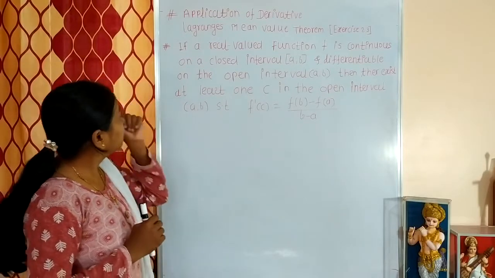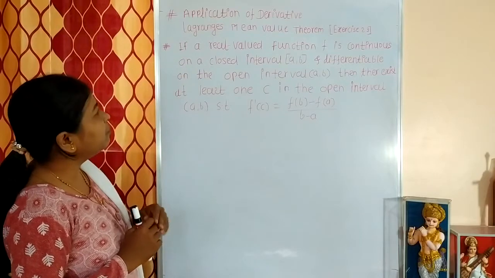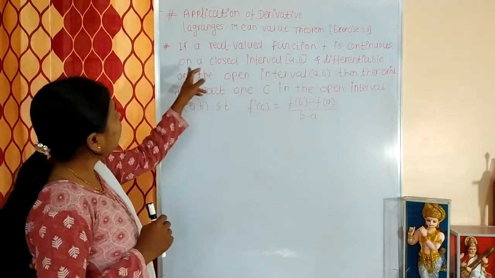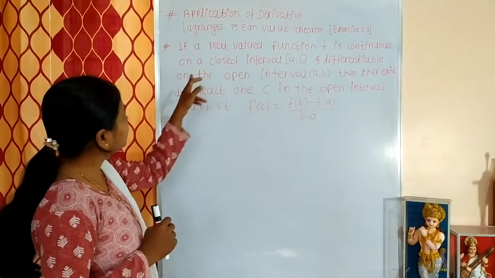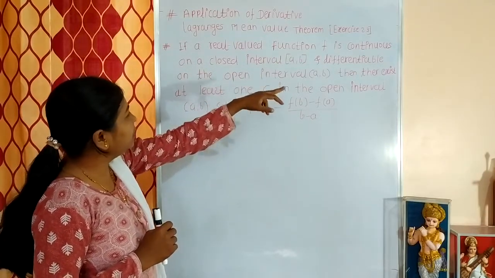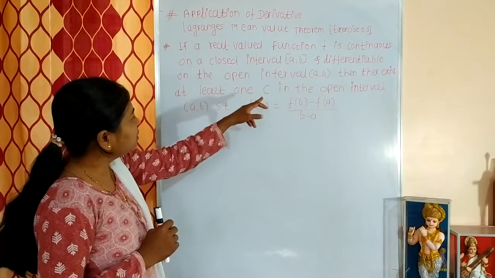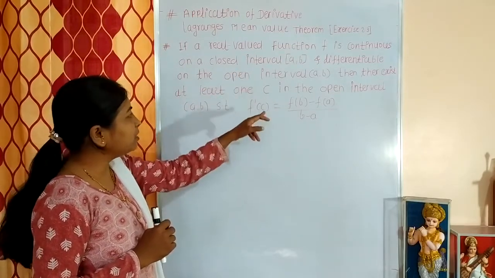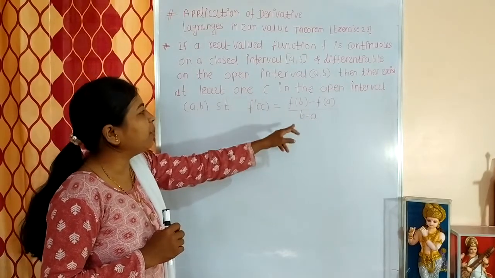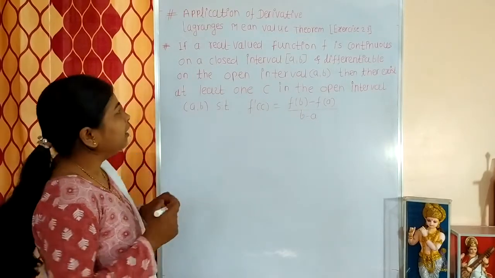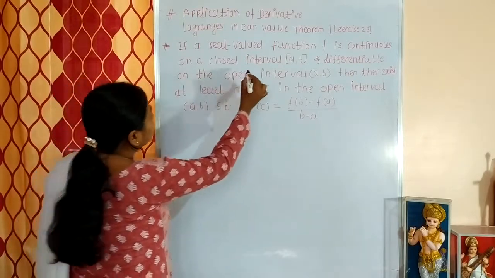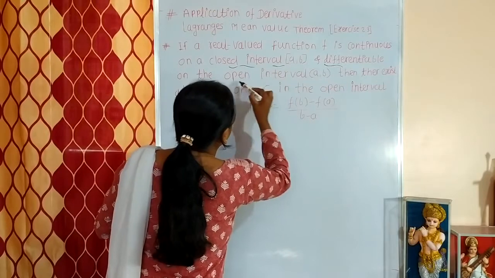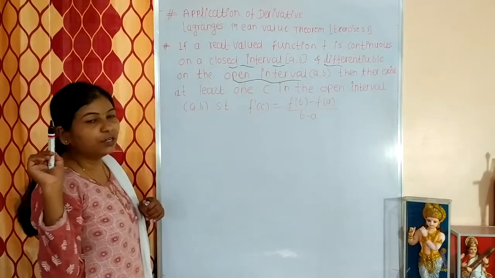तो देखते हैं क्या है. The Lagrange's mean value theorem states that if a real valued function f is continuous on a closed interval a b and differentiable on the open interval a b, then there exists at least one c in the open interval a b such that f dash of c is equal to f of b minus f of a divided by b minus a. Here also the function is continuous on the closed interval, differentiable on the open interval. These 2 points are the same.